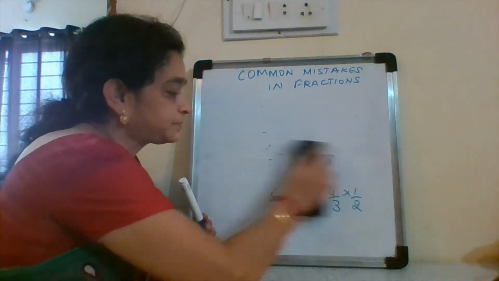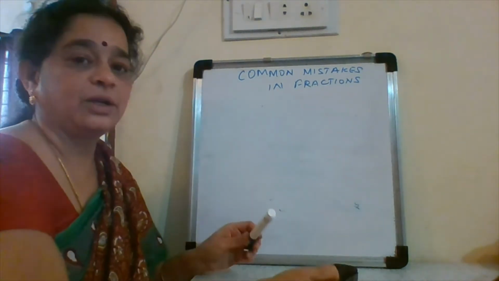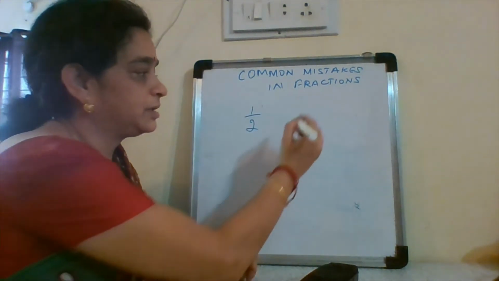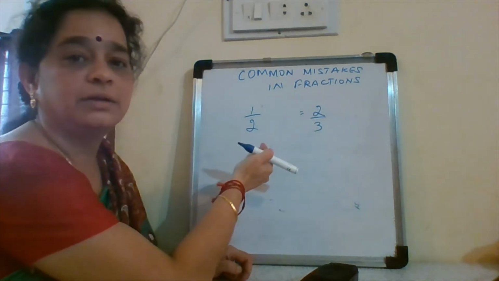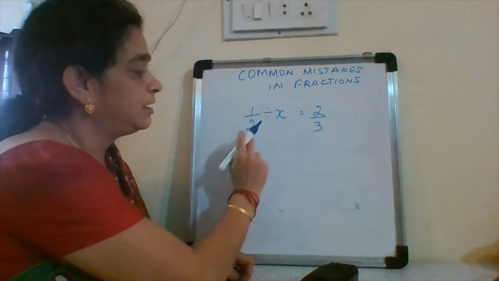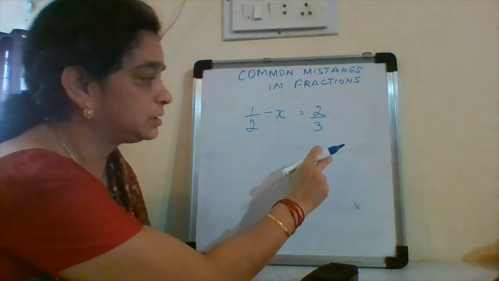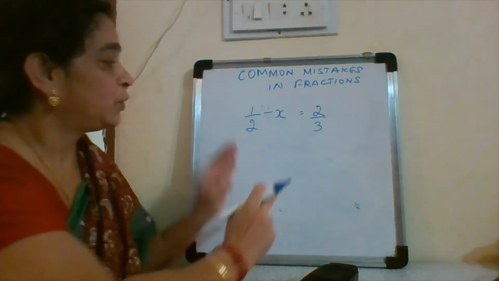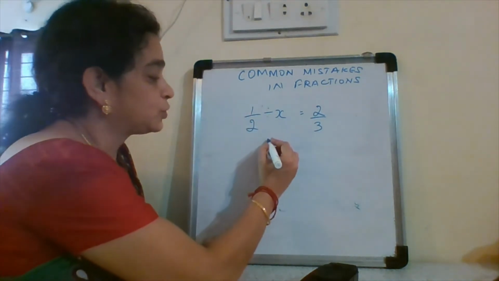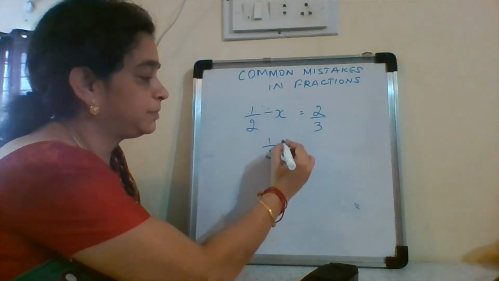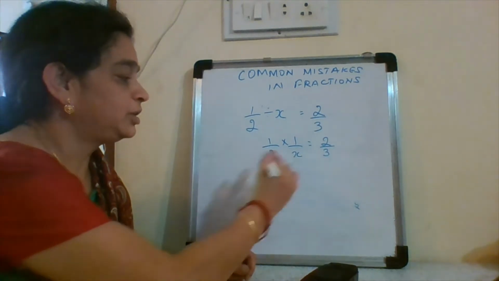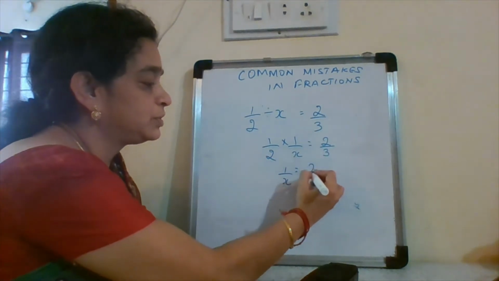Some of the problems will be like, what should half be divided by so that the answer is 2 by 3? So we usually say half divided by x is 2 by 3. Now when you have to find x, when this half goes to this side, students get confused whether it is multiplication or division. So first you convert this into multiplication. You write 1 by x is equal to 2 by 3.